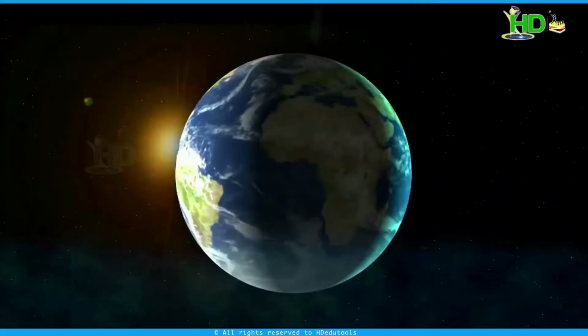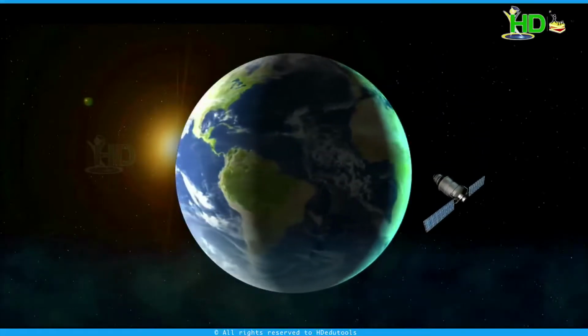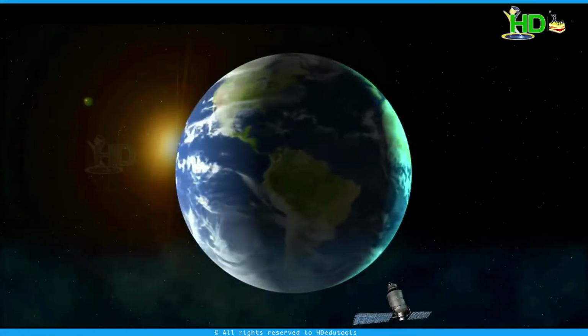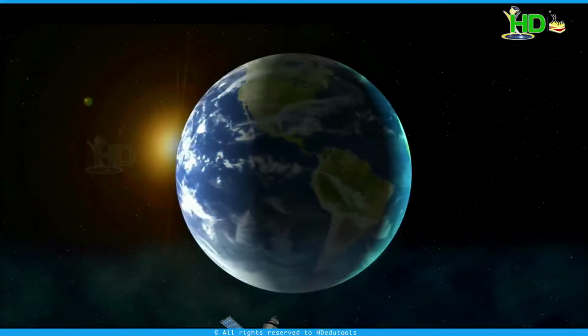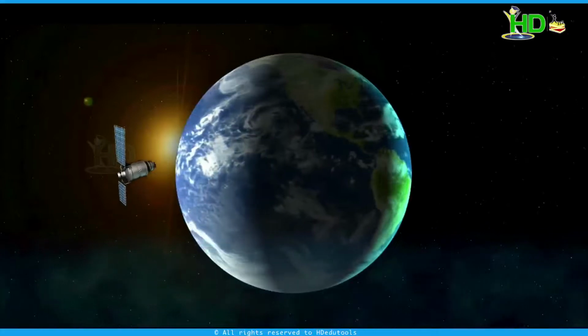Suppose we consider a satellite moving around a planet. When it is moving around a planet in a circular path, do you know which kind of forces are acting on it? Yes, one is the force towards the center of the earth. This is centripetal force, and this is the force required for the satellite to move around the earth. The centripetal force required for the satellite is provided by the gravitational force of attraction between the satellite and planet.